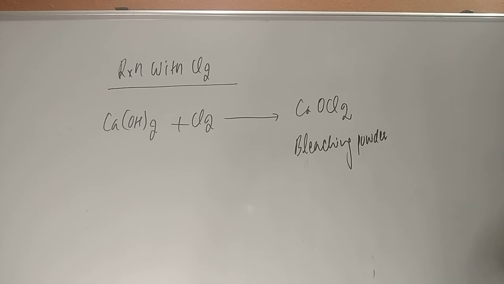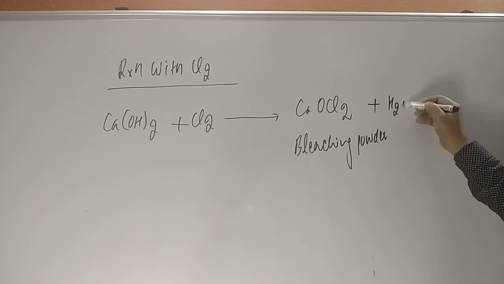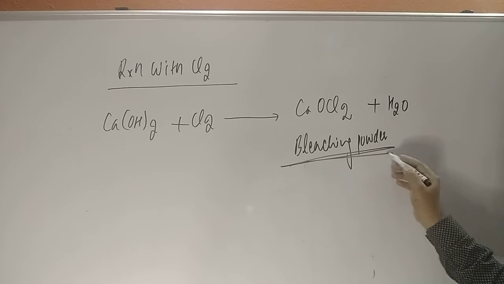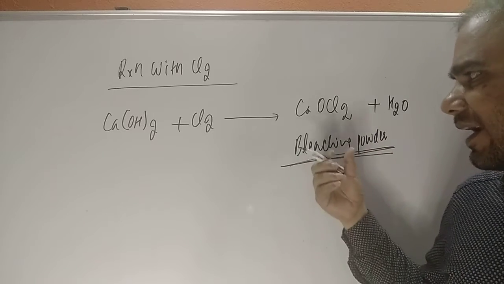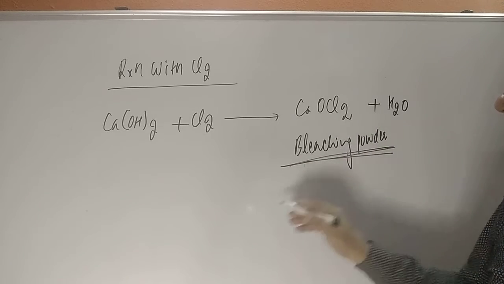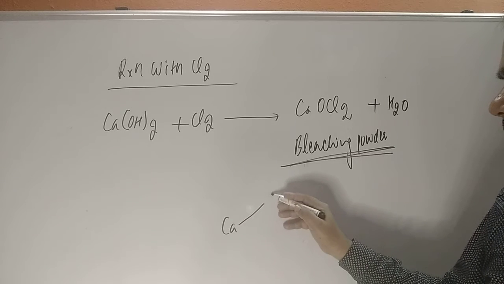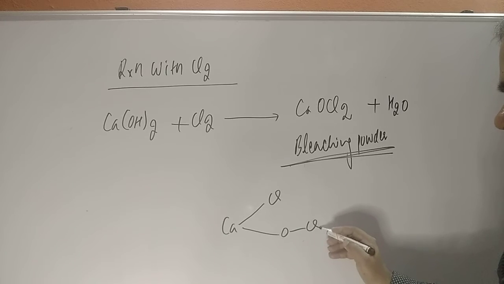You also have to keep in mind the oxidation number, sometimes they ask it. Here a water molecule is also released. The bleaching powder is capable of giving nascent oxygen, which is why it acts as a bleaching agent. Now dear students, its oxidation state is like this: Ca is there, here will be Cl, and here will be OCl.